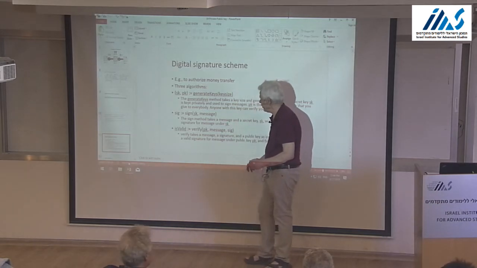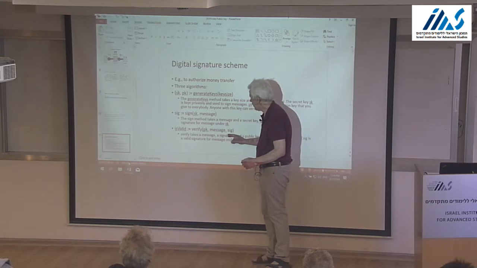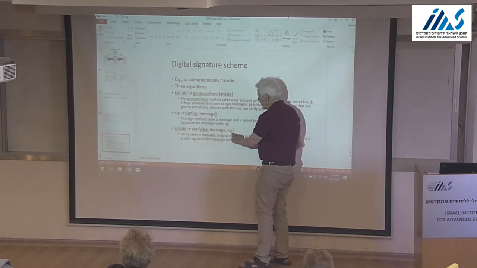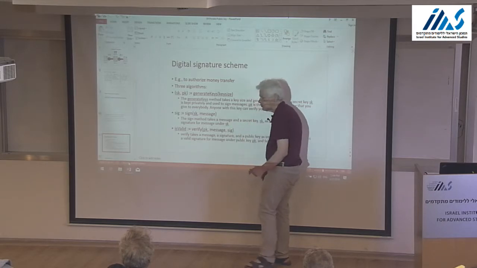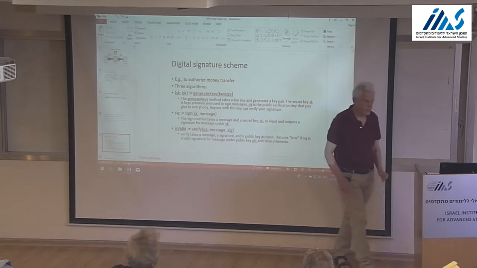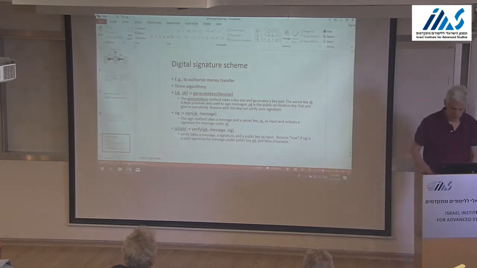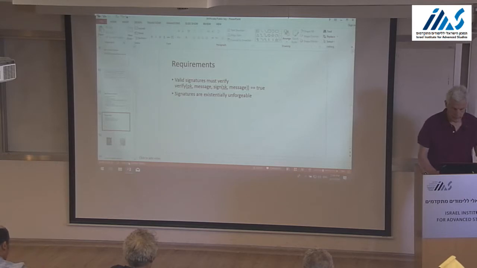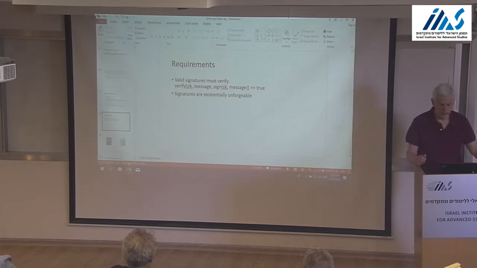And then there's a third algorithm which, with your public key, the message and the signature, asks: is it true that the person who signed this signed it, that is, do that person and that message correspond to each other? Any question about these three algorithms? So what you want is that a valid signature verifies, and you want the signatures to be unforgeable. And that's really the power of the public-private key scheme.